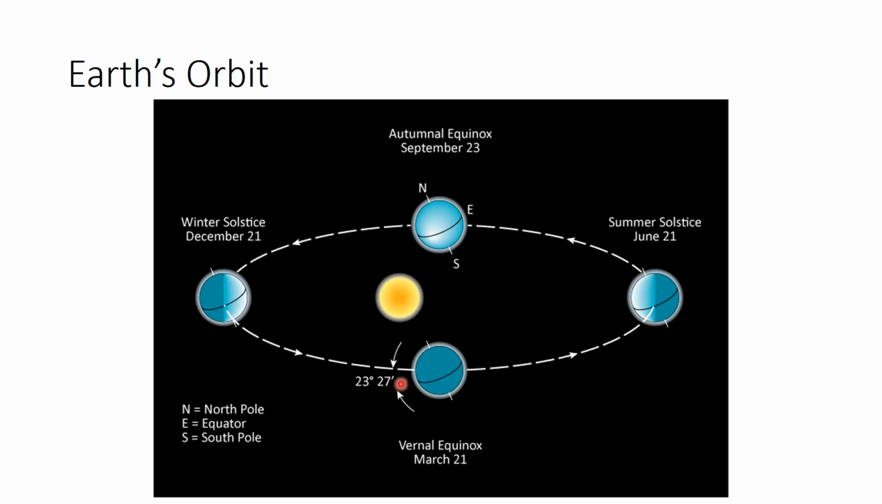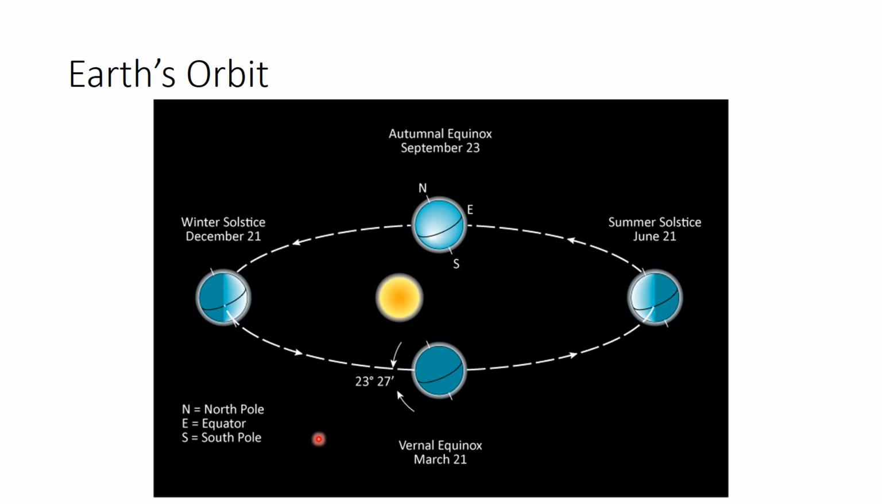And this is probably a more exact number, 23.27 right here. But basically what's happening is, as the Earth is revolving around the sun, the amount of sunlight received in one hemisphere is changing relative to the other.